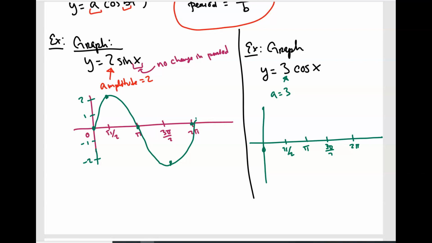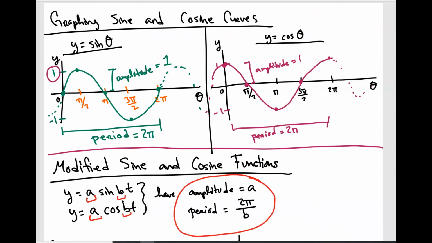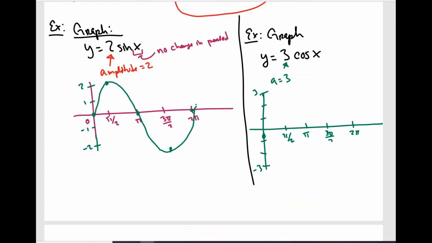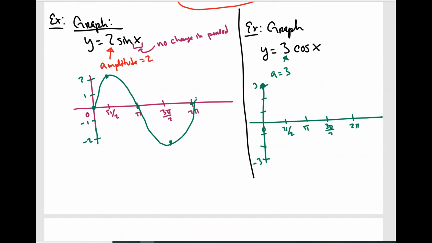1, 2, -3. Okay. So now the cosine, if you look at the cosine at 0, it starts at 1. Now it's no longer going to be at 1. It's now going to be at 3. Okay. Then everything else is going to stay the same.